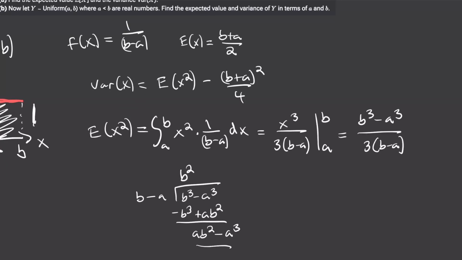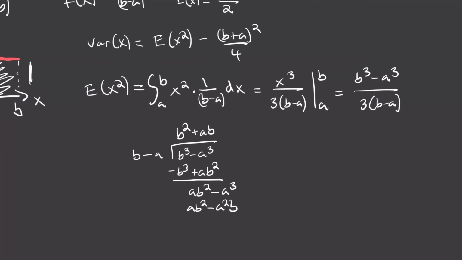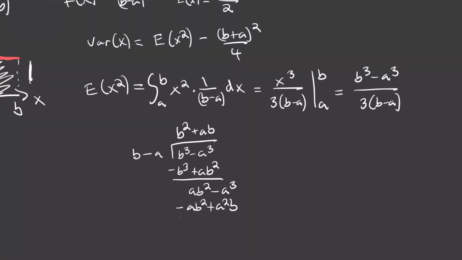This is our remainder, and now b goes into ab squared, ab times, right? So when I multiply ab times this right here, what do I get? I get ab squared minus a squared b. And I'm subtracting this off, so when I subtract this off, I get a negative here and a positive here, so these are going to cancel, and we're going to get a squared b minus a cubed as a remainder.